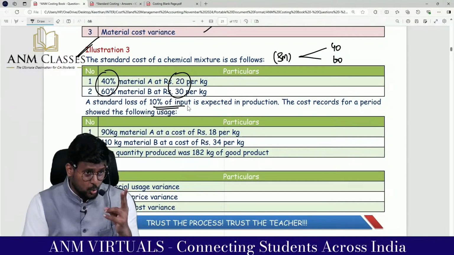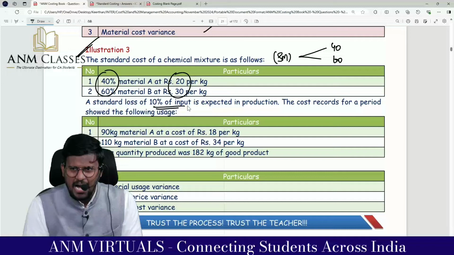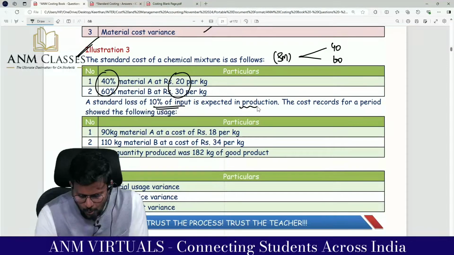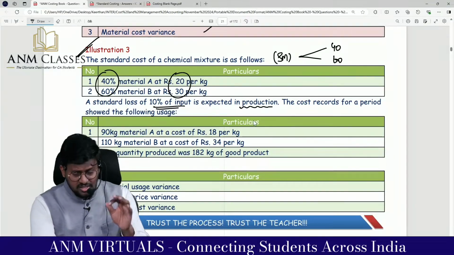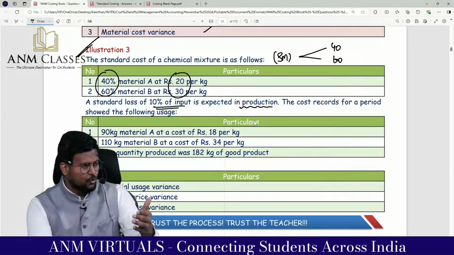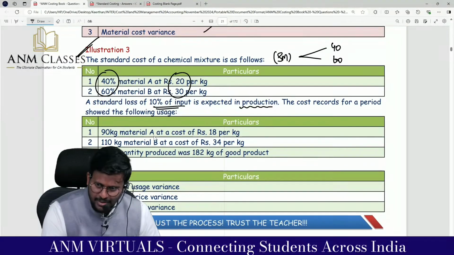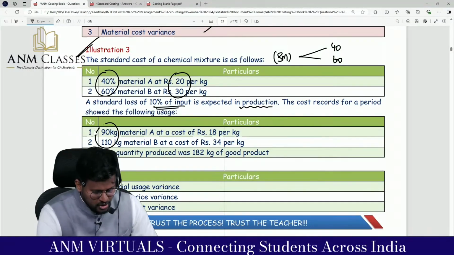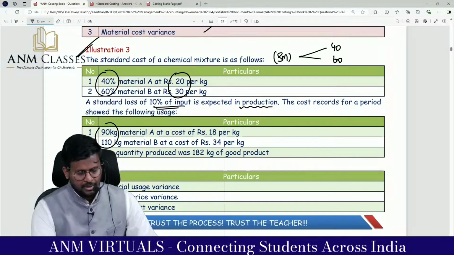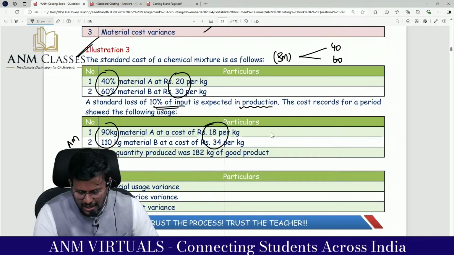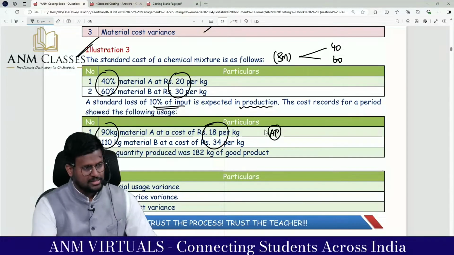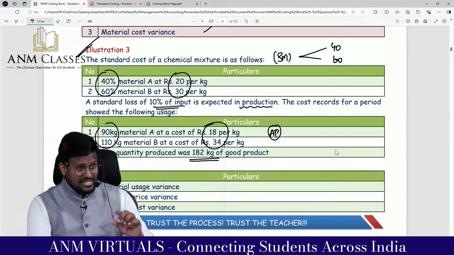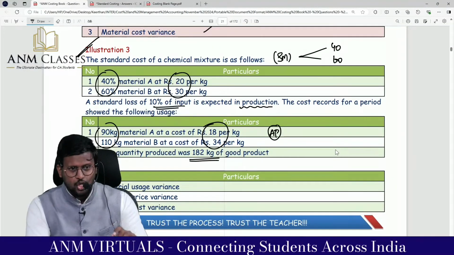We know that there are 2 ways in which they can express, either on input or on output. The cost records for a period show the following usage. That means this is the actual: 90 kg and 110 kg, at an actual cost of 18 and 34. The quantity produced was 182 kg of good product.